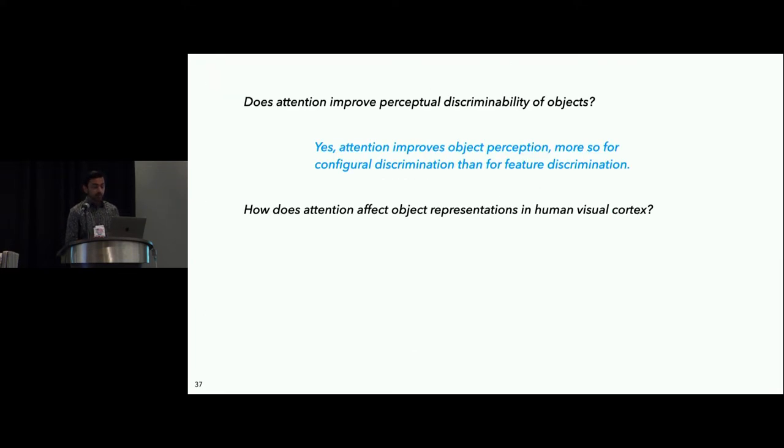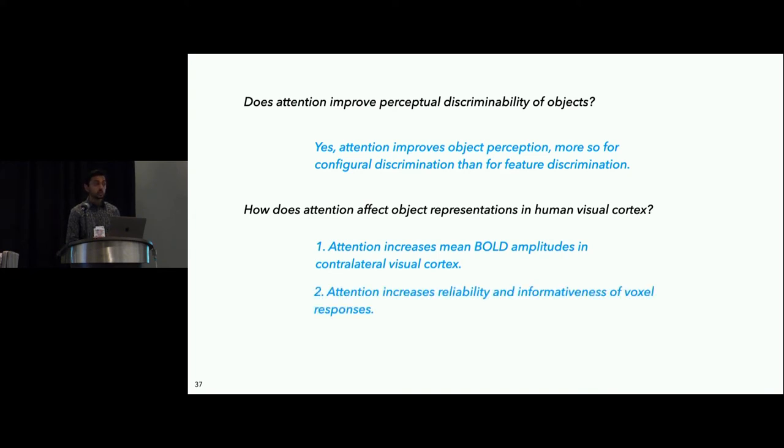Okay, so we've shown three main effects of attention on cortical responses to objects. First, we showed that attention increased mean BOLD amplitudes. Second, we showed that attention increases the reliability and informativeness of voxel responses. And finally, we show that attention makes population responses in visual cortex more configurally selective for natural objects.